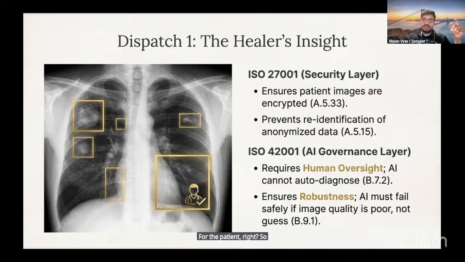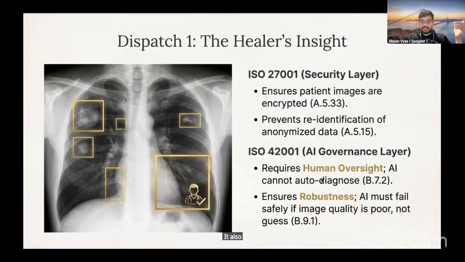So we require human oversight. We require some way for a professional in the industry to oversee the decision of the AI. AI cannot diagnose. In that case, it should only be used as a reference or a tool. So that's one of the requirements from the AI governance layer.